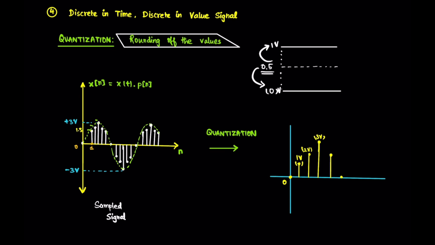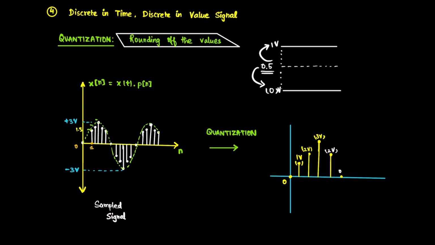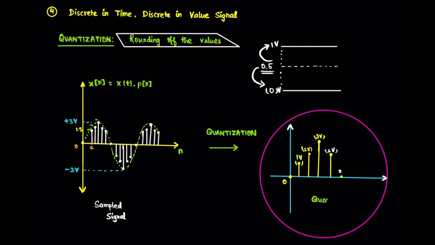And now you can see that all the values are discretized. They can't take any value. It can take 1, or it can take 2, or it can take 3, or it can take 2 again, or it can take 0. So the values are getting quantized, and the discrete in time still holds true. Thus we have a quantized signal. And this signal is the example for a discrete in time and discrete in value signal.